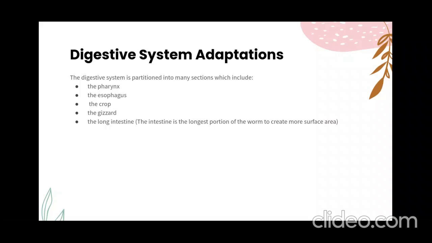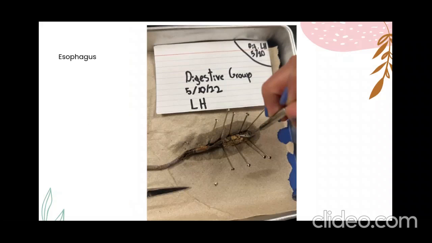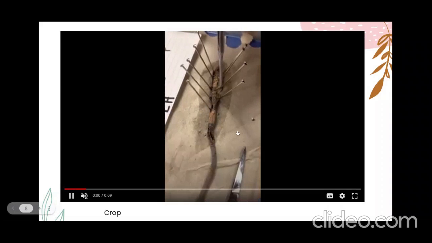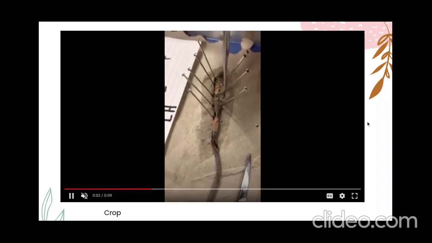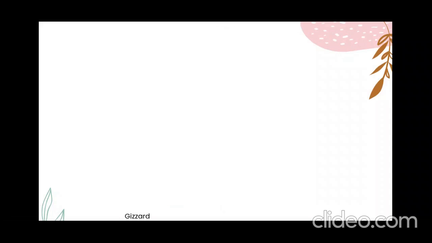Worms live underground, and much of their ingested food carries soil along with it. Because of this, worms have adapted to store the soil inside the intestine and release it as waste. This is why when a worm is cut open, the soil particles come out. This is the pharynx and the esophagus, and a video of the crop. And the gizzard.